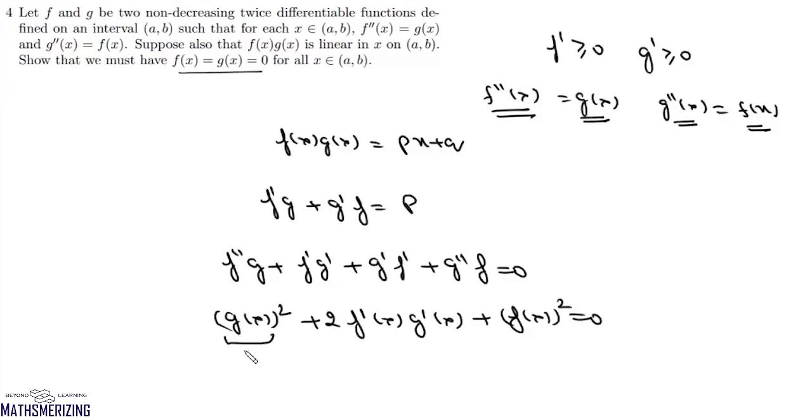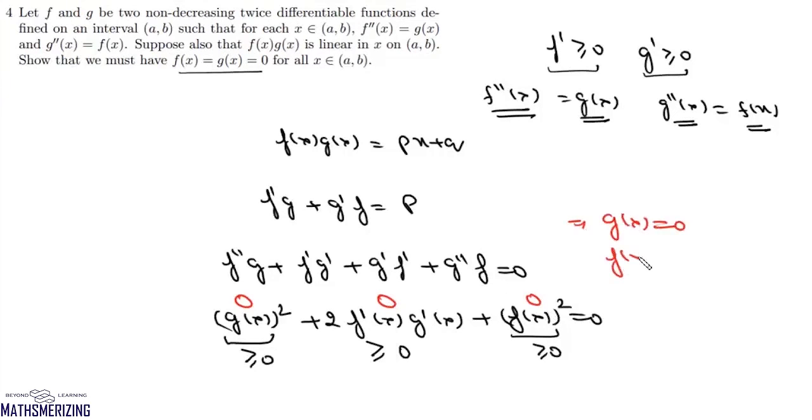Now this is 0 or greater than 0. f(x) square is also 0 or greater than 0, and f dash x is greater than or equal to 0 and g dash x is greater than or equal to 0. So this is also greater than or equal to 0. Now a sum of non-negative real numbers can only be 0 if each of them is individually 0. So it simply means that g(x) is 0 and f(x) is 0 when x lies between a and b. And this is how we solve such questions.